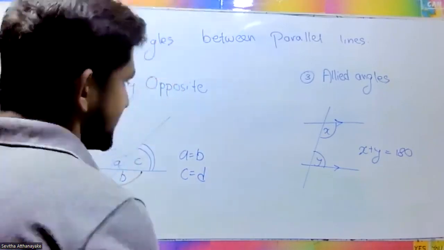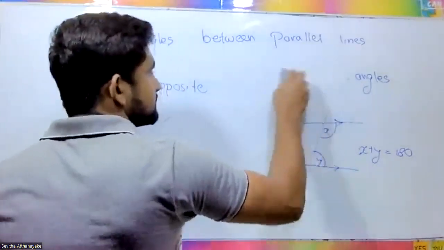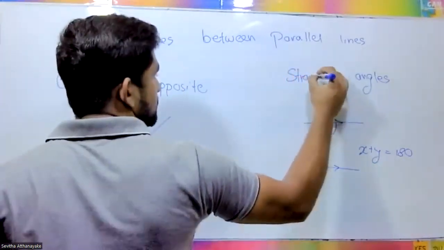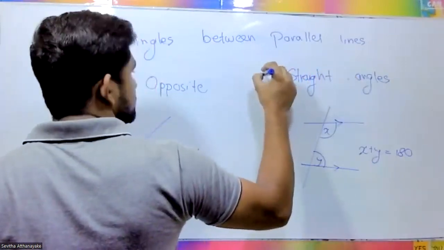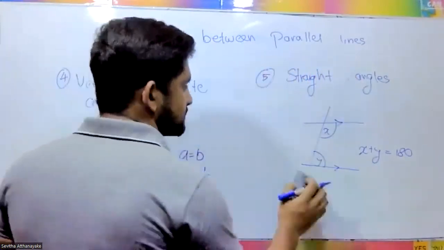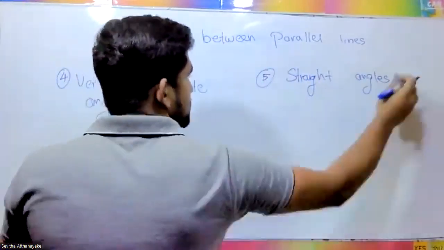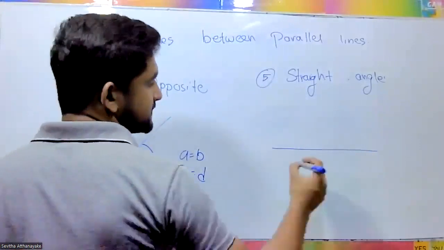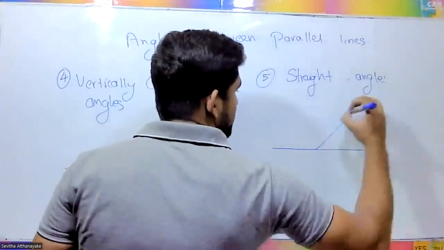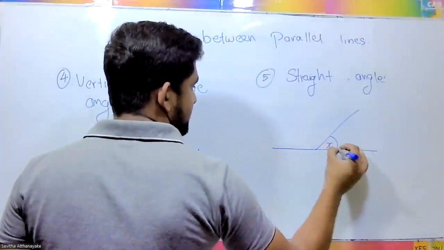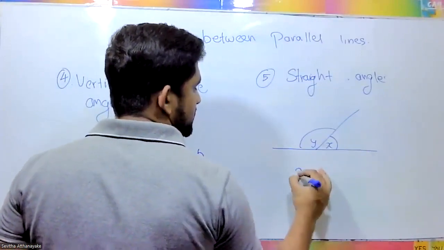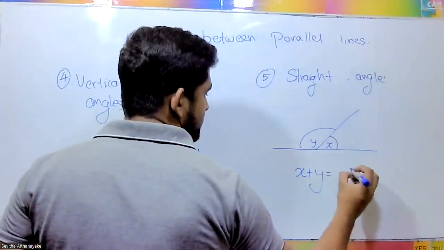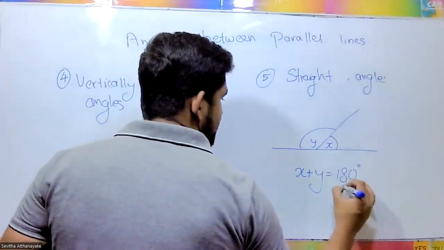Next, we have the straight angle. If we have a line like this, and we have two angles like this, x and y, this is a straight line. x plus y equals 180 degrees.